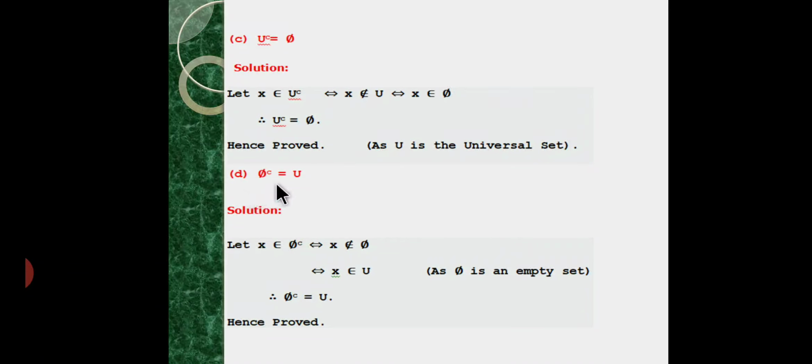Last one, phi complement. Phi means the empty set. The empty set complement is equal to U. So what is the condition for complement? A complement is equal to the universal set minus that given set. So here the given set is empty. So the universal set minus the null set gives the universal set. So let X belong to phi complement, X does not belong to phi. So X does not belong to phi means X belongs to U because phi is an empty set. So phi complement is equal to U.